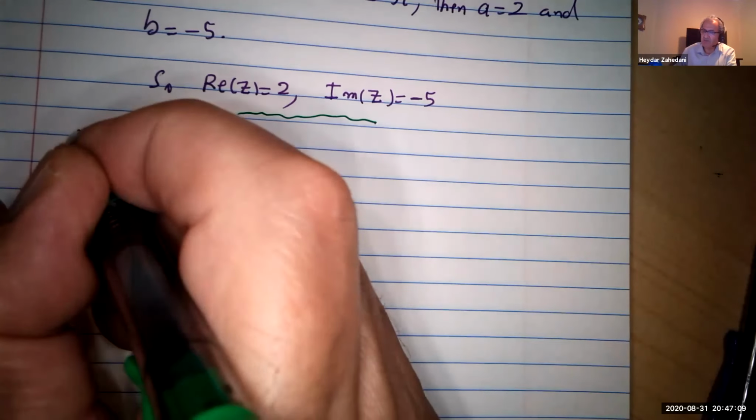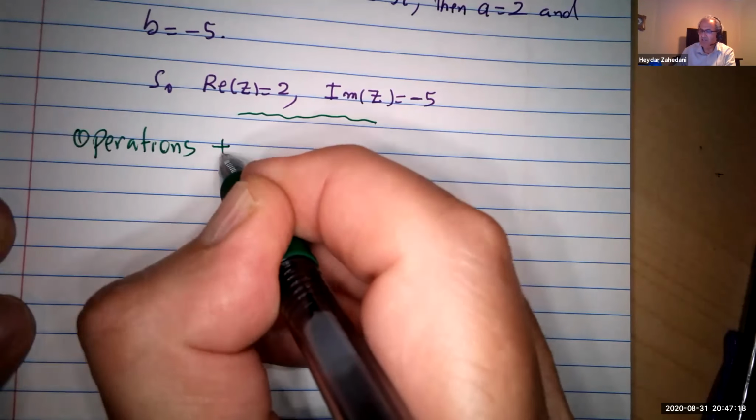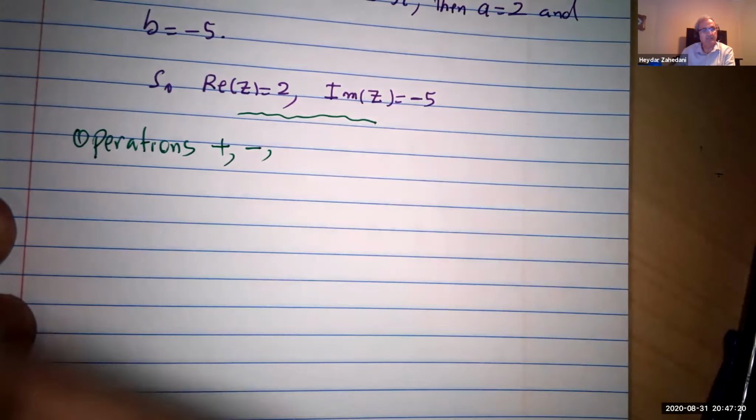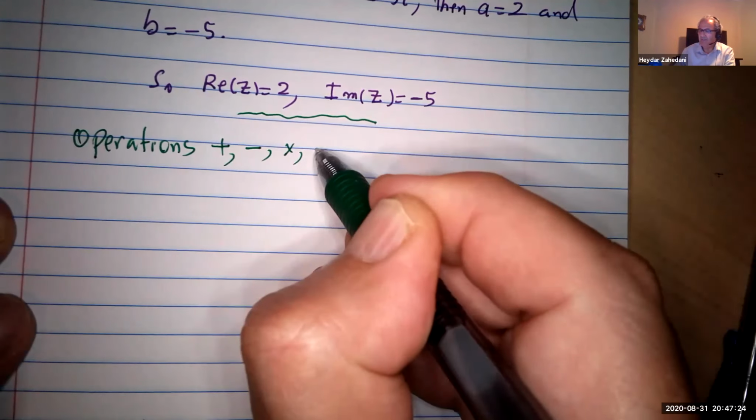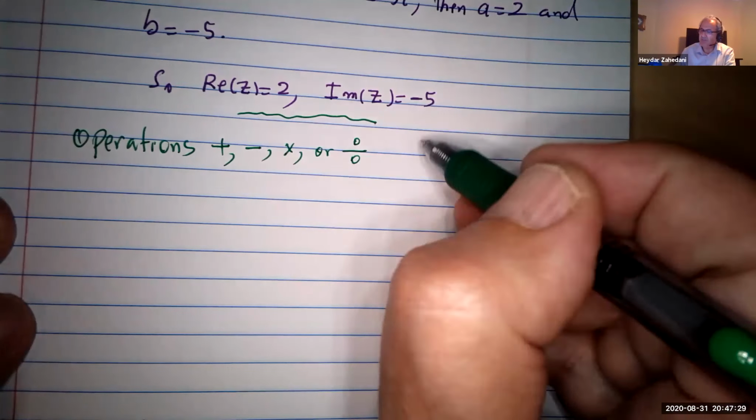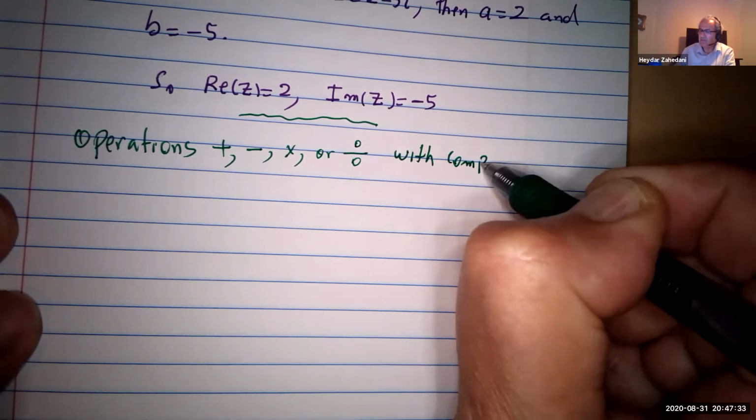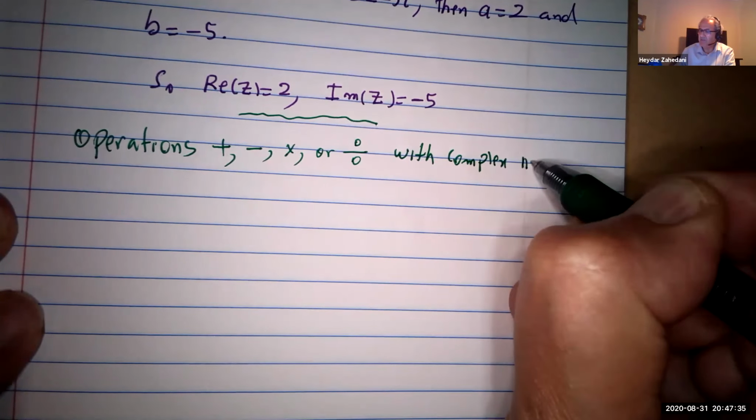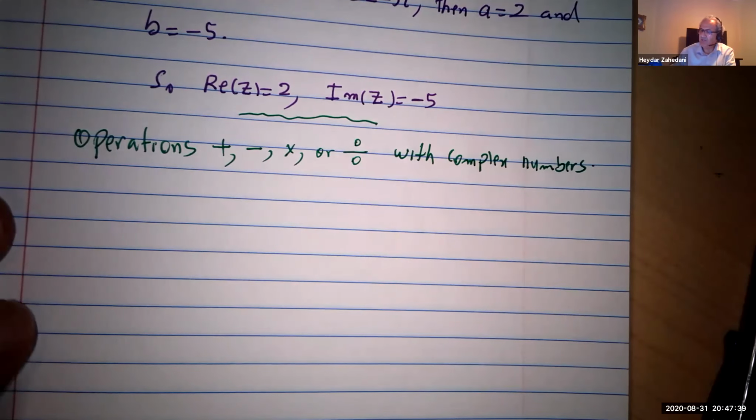Operations means adding, subtracting, multiplying, or dividing with complex numbers. That's your job. So we give you an example and we check it.